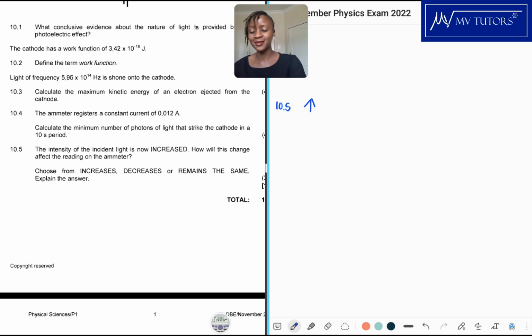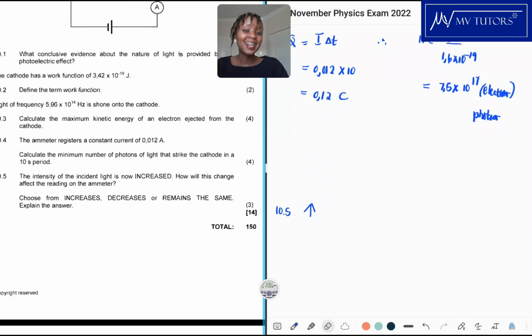So let's just recap again. Increasing the intensity of light, you have more photons that strike the surface of the metal, and with more photons striking the surface of the metal per unit time, at a higher rate, more electrons become ejected. Okay, and that results in a higher or increased current. I'm not going to write down the answer in words. I think I spoke a little bit too much, but you understood.